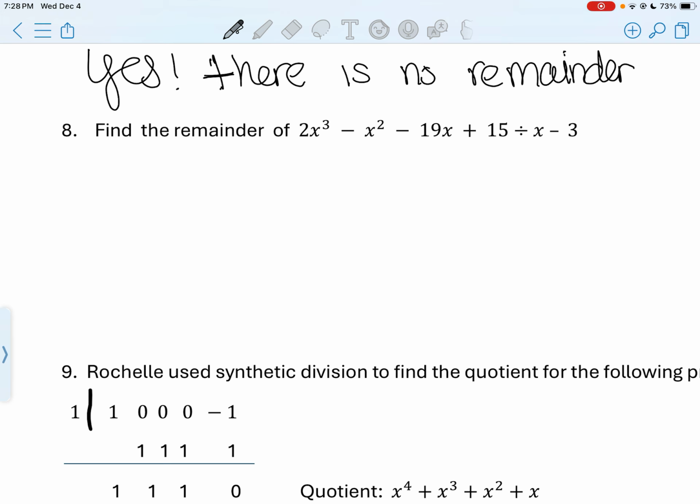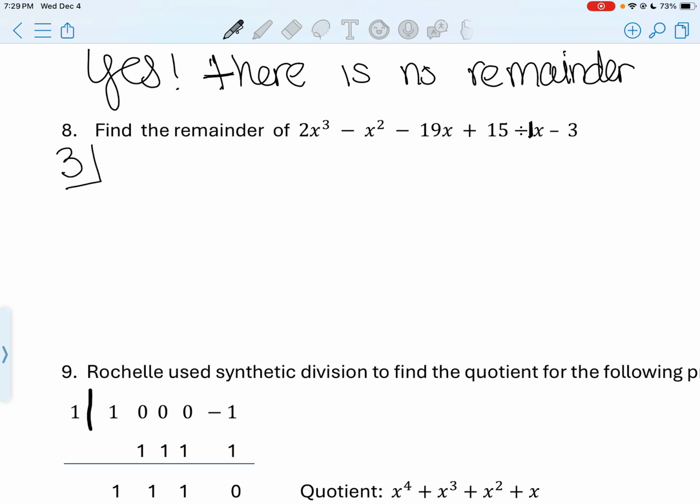Find the remainder of 2x cubed minus x squared minus 19x plus 15 divided by x minus 3. Once again, I'm going to use synthetic division here because this is a 1x minus 3. If the number in front of the variable in your divisor is a 1, use synthetic division. So right here, we're going to use the opposite of negative 3, which is 3.